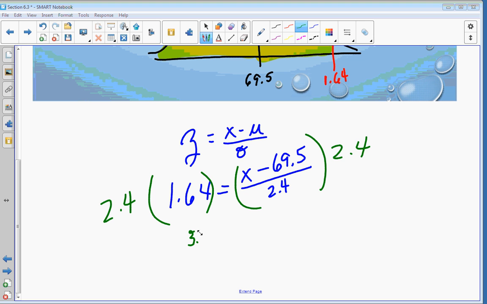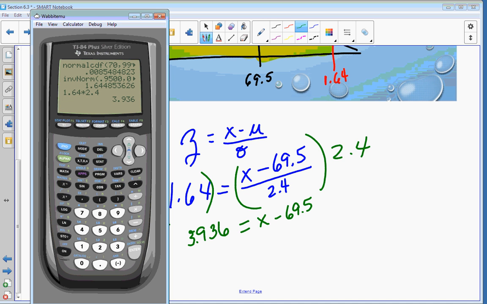Okay, we got 3.936 is our answer to that, is equal to x minus 69.5, and obviously we're just going to add 69.5 to both sides of the equation, and we'll find x is 73.44.